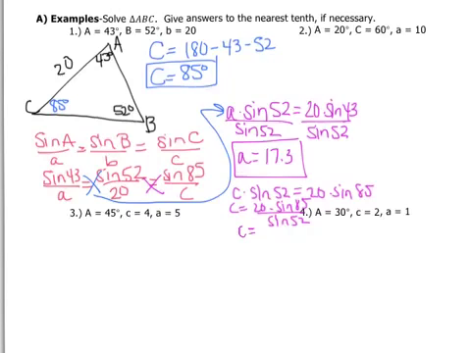Times the sine of 85 divided by the sine of 52 should be rounded to the tenth, 25.3.